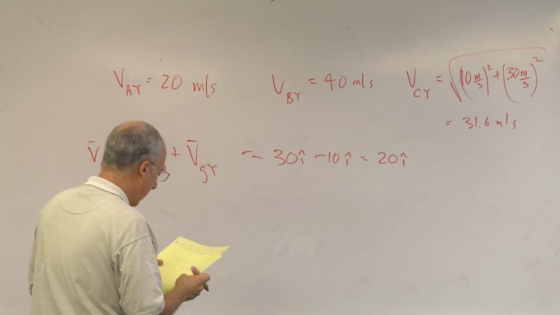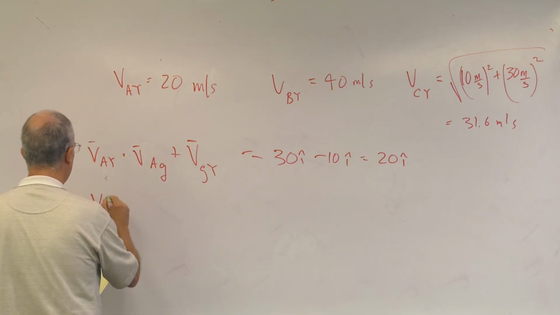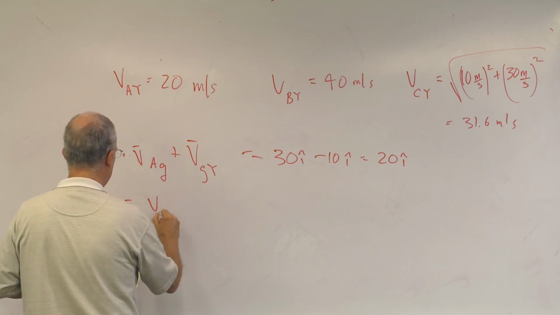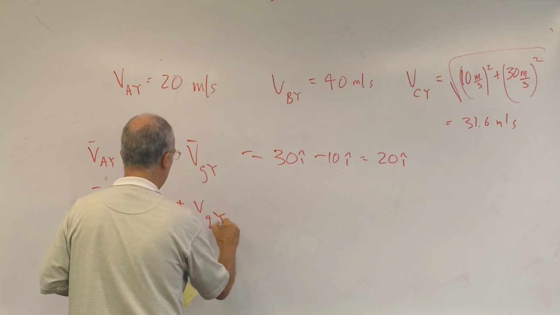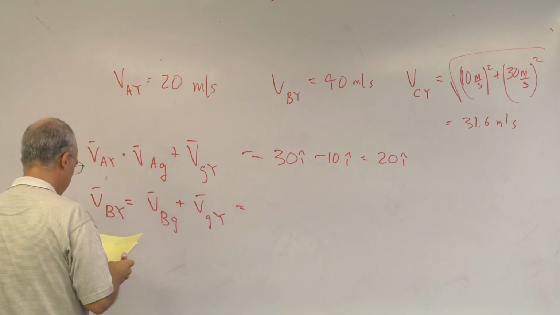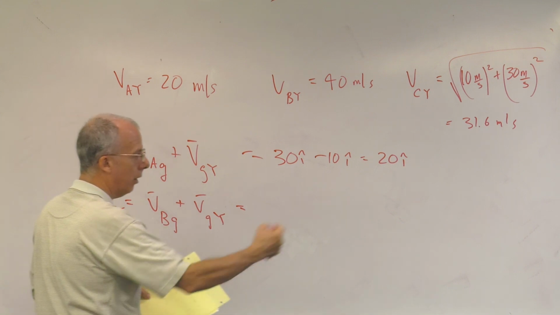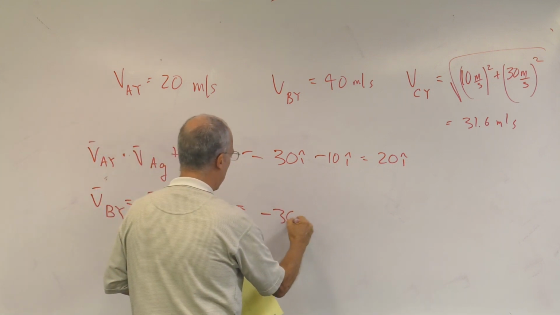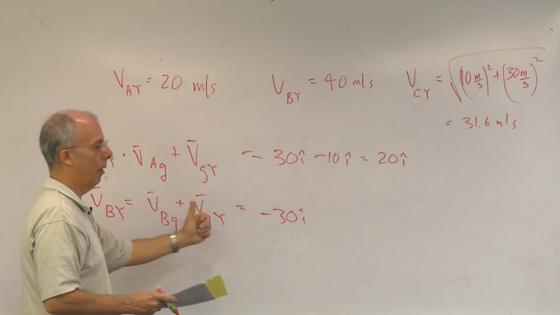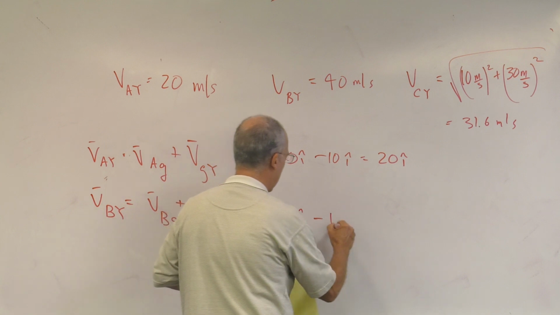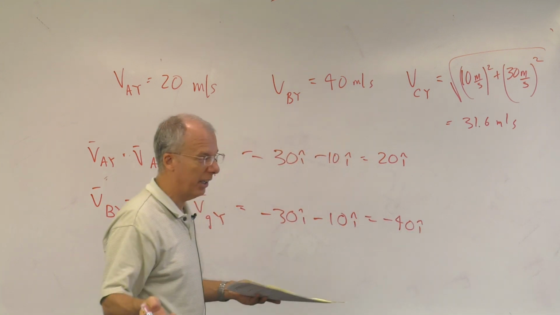All right? Let's do V_B. V_BY equals V_B ground plus V_ground U, right? Okay, so what's the velocity of B relative to the ground? Minus 30i. What's the velocity of the ground relative to U? Minus 10. So we get minus 40i. So the speed is 40, which is what we had.